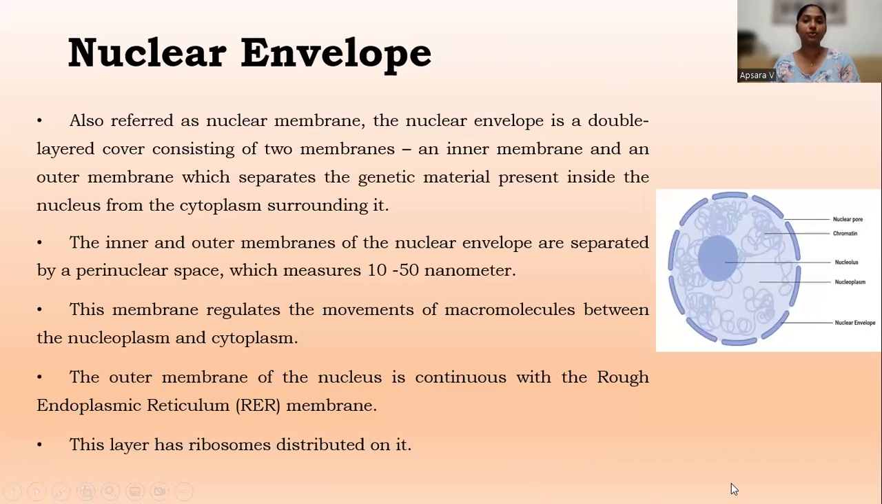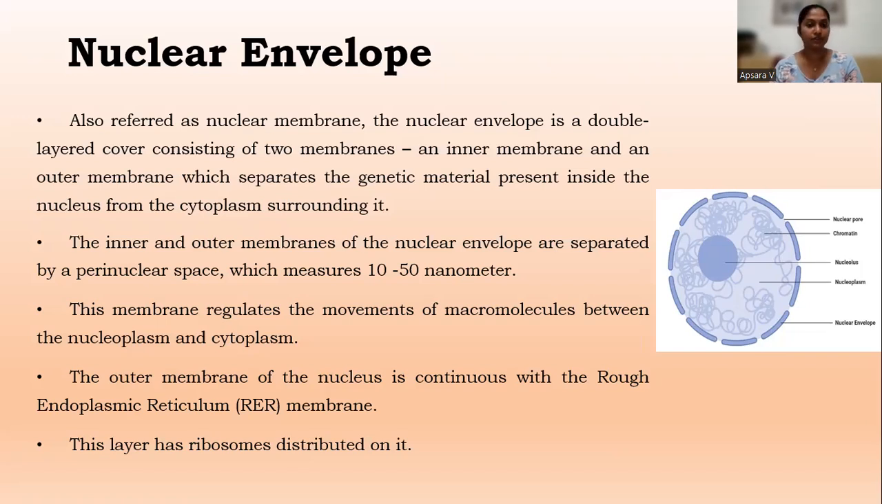First, let us speak about the nuclear envelope. It is also called as the nuclear membrane. It is a double-layered cover consisting of two membranes, an inner membrane and an outer membrane, which separates the genetic material present inside the nucleus from the cytoplasm surrounding it. The inner and outer membranes of the nuclear envelope are separated by a perinuclear space, which measures about 10 to 15 nanometers. This membrane regulates the movements of macromolecules between the nucleoplasm and the cytoplasm.